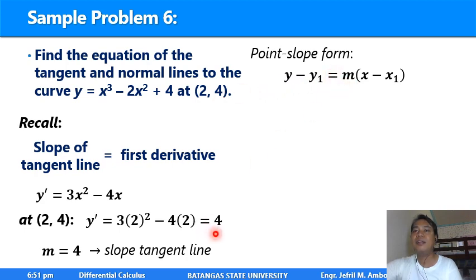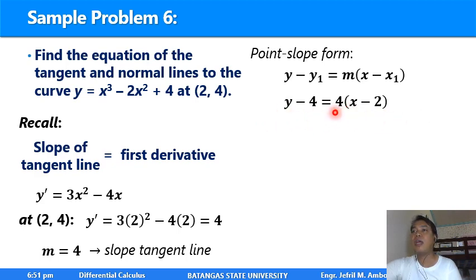No? Ito yung slope natin na nakuha, 4, times x minus x1. Ang x1 natin ay 2. So, substituting all the values, we have y minus 4 is equal to 4 times x minus 2. This y1 and x1 are the values of x and y given in the problem. And this 4 here is the slope of the tangent line that we are able to determine from the first derivative. Okay, so the last thing that we shall do is to simplify this expression.